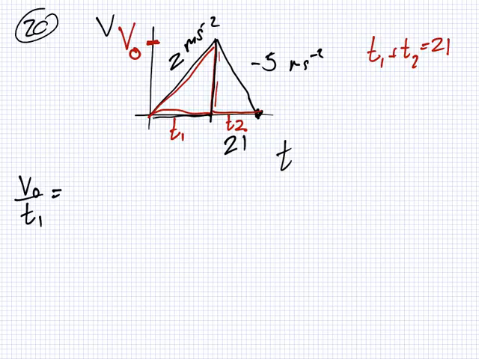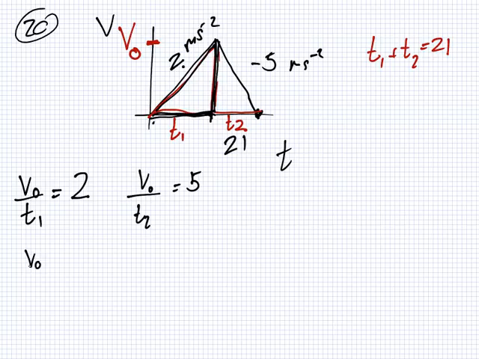You can say V0 over T1 should equal 2, because remember, on the graph, what does the slope represent? The acceleration. And likewise, V0 over T2 should equal 5, or minus on both sides, so just 5. It's the slope. What's the slope of this line? Rise over run, delta y over delta x. Yes, because the acceleration is 2.